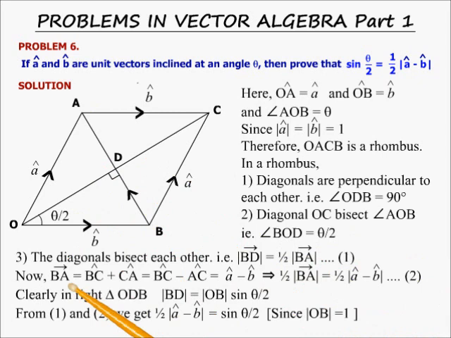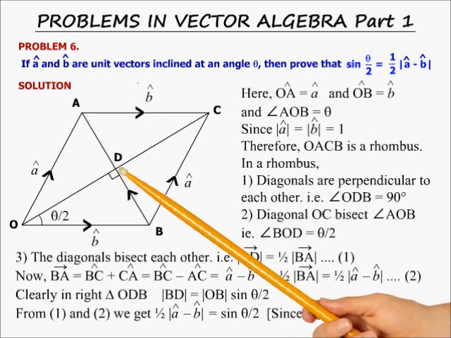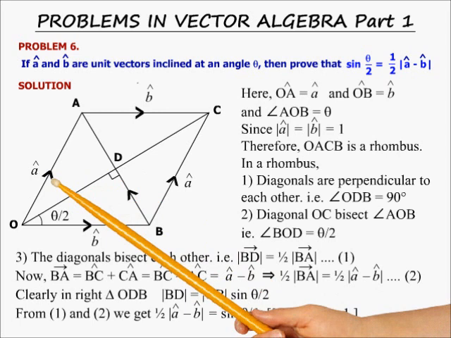Now vector BA is equal to vector BC plus vector CA, which we get from the triangle law of vector addition, which is equal to vector BC minus vector AC, because vector CA is equal to minus vector AC. Therefore, vector BA equals vector A minus vector B. Therefore, vector BD is equal to half of (vector A minus vector B).